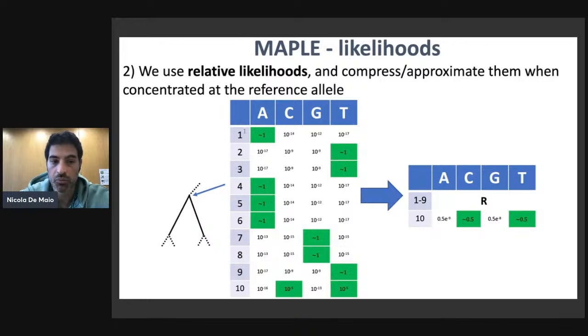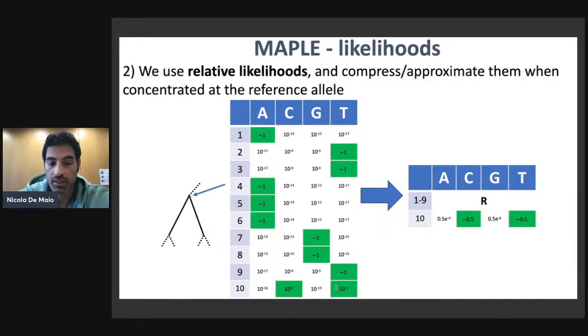So, for example, here for position 1 to 9, I always have the reference allele where the likelihood is highly focused. And so what I do is I discard the information in the other cells of the matrix at these positions, and I just store the information that from position 1 to 9, the reference allele is the most likely one by a very large margin.